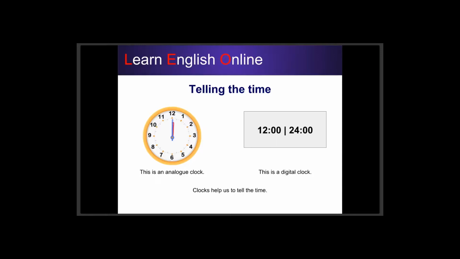So to tell the time, we have clocks. This is what we call an analog clock. This is what I call a tick-tock clock. And this is a digital clock. You've probably got a digital clock on your computer. It looks something like this. And it's clocks that help us to tell the time.